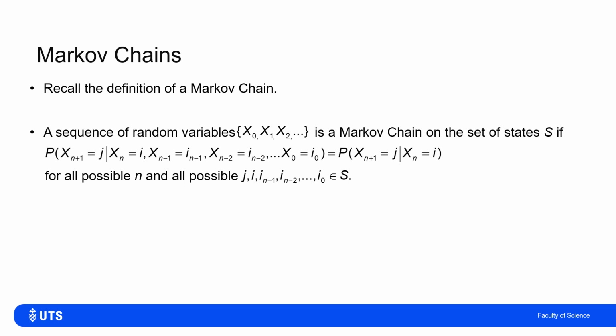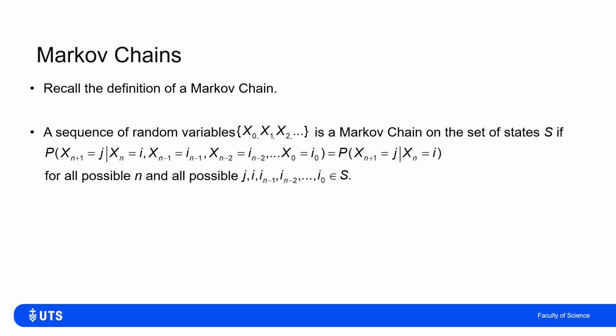and such that the conditional probability of xn+1 being j, given xn is i, is the same as the conditional probability that xn+1 is j, given xn is i, and the entire past values of xn-1, xn-2, and so on.